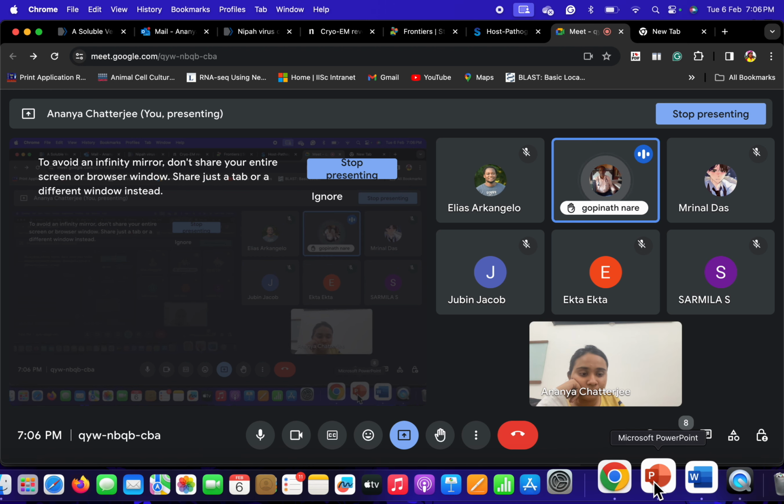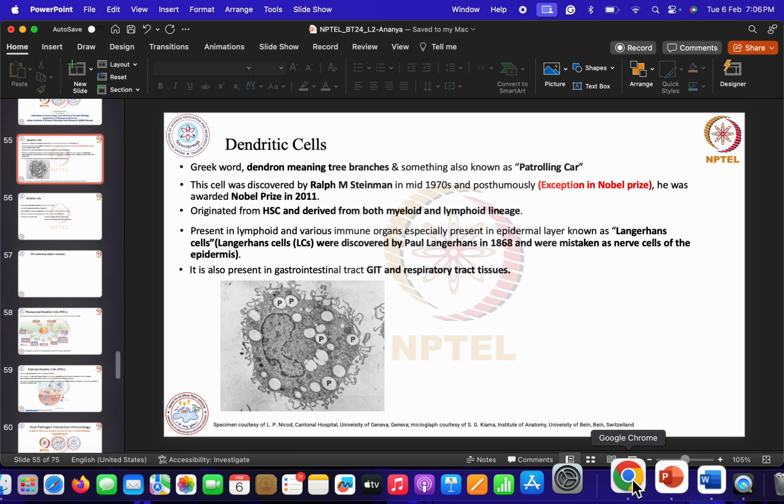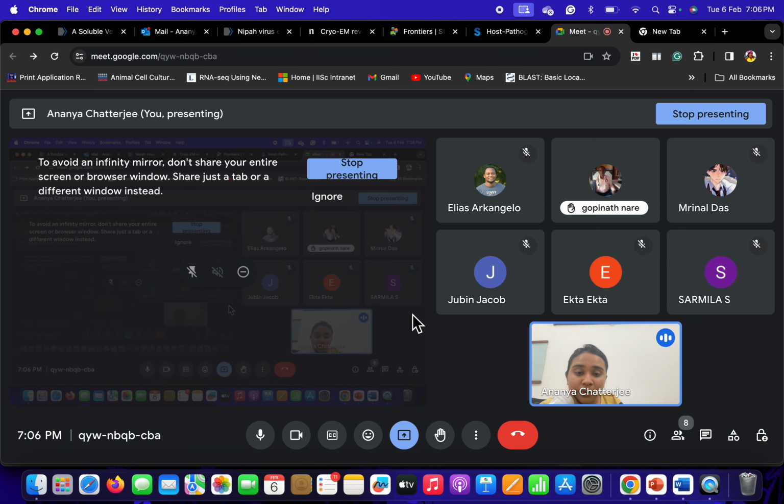If any pathogen enters our body, how do the other cells in our body interact with it?